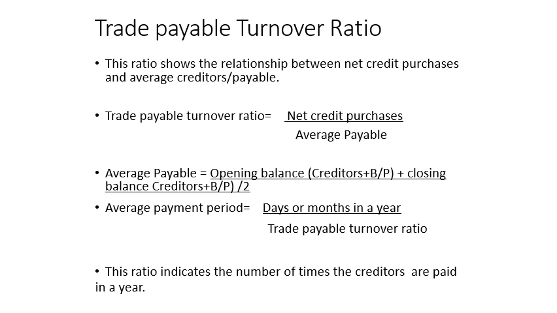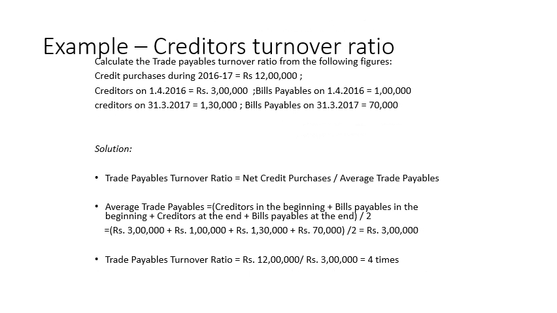This ratio indicates the number of times the creditors are paid in a particular year. You may see here one question listed, the creditors turnover ratio. The formula is net credit purchase upon average trade payables. But you may see what is given here: credit purchase is given. So when the credit purchase is given, you don't have to calculate; the net credit purchase is automatically given.